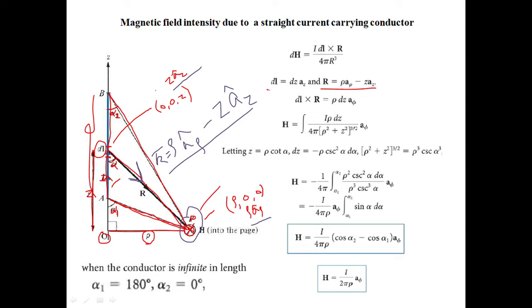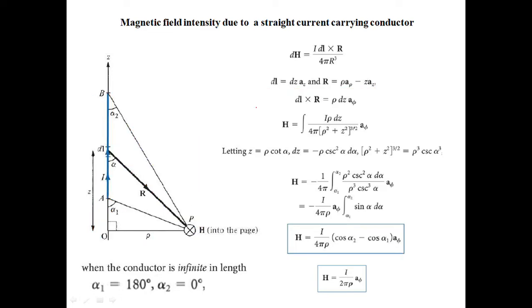And what will be dl? Dl will be this length, right? And since it is taken on the z axis, dl will be dz into az, because it is along the z axis, correct? So now we have understood how we got this dl: because dl is along the z direction, we have taken this length as dz, and since it is along the z axis, we have taken az cap. And we understood how we got this r also. R is equal to rho a rho minus z az cap, right?